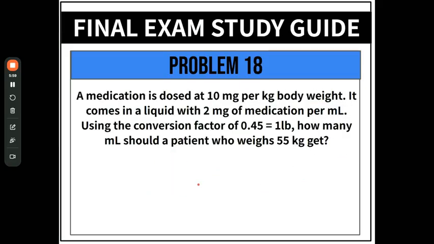Okay, problem number 18. A medication is dosed at 10 milligrams per kilogram of body weight. It comes with a liquid with 2 milligrams of medication per milliliter. Using the conversion factor of 0.45 equals 1 pound, how many milliliters should a patient who weighs 55 kilos get? Okay. So let's again start with what we know. We have a patient who weighs 55 kilograms.